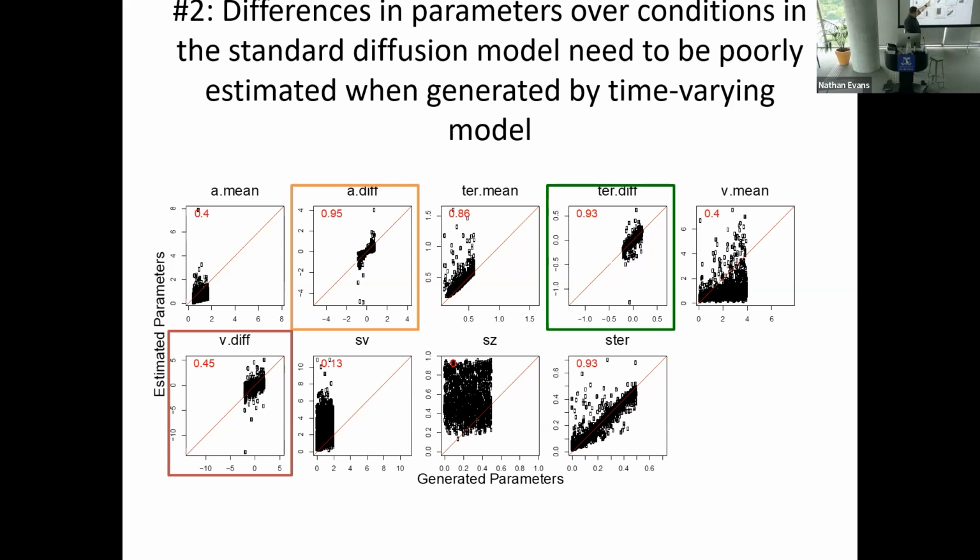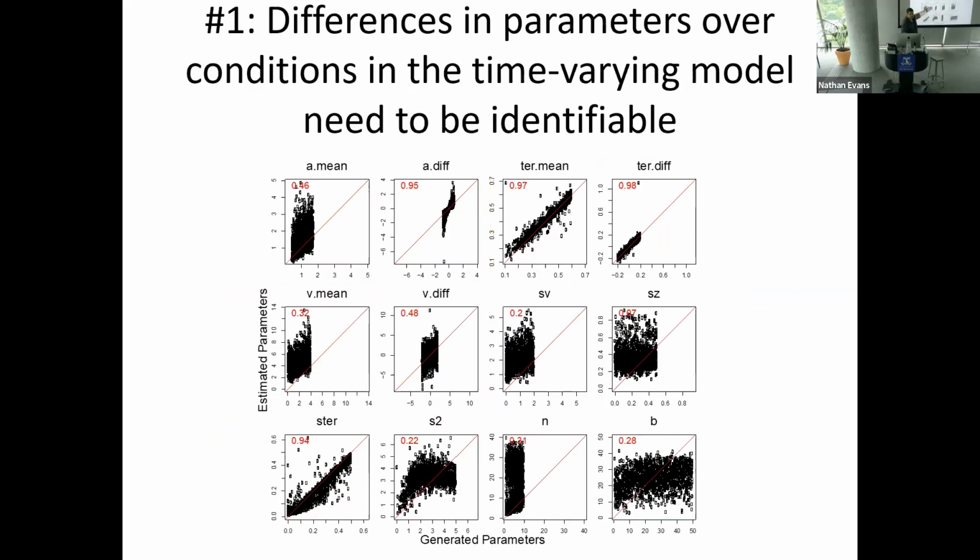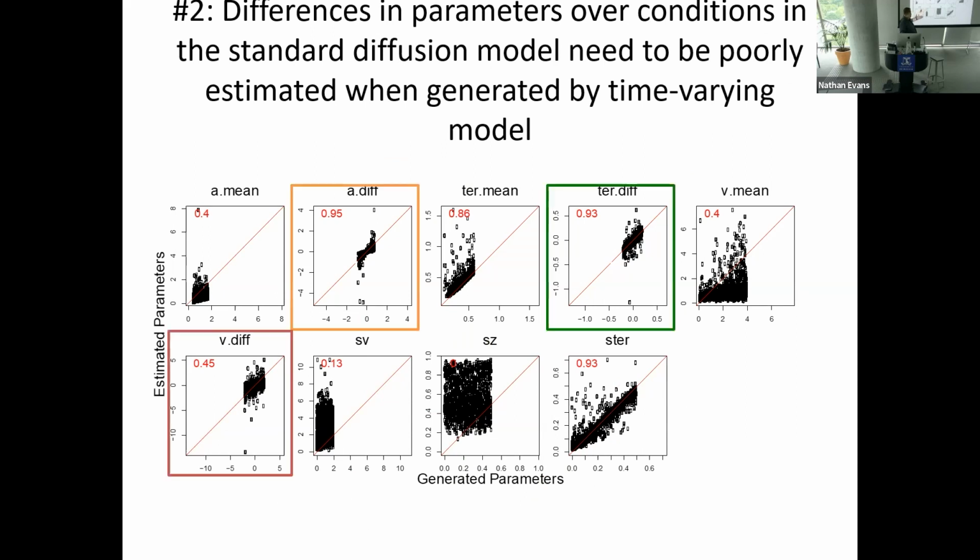But estimating the difference in A between conditions and the difference in drift rate between conditions is actually pretty similar to just when you're estimating the time varying model, right? Of course, drift rate's still an abomination, but no more so than when you're just estimating the time varying model itself. So the key point here is that it doesn't look like generating with a time varying model is pushing some very weird things to happen when you estimate with a standard model that would result in a lot of false alarms about selective influence, about effects happening over conditions.